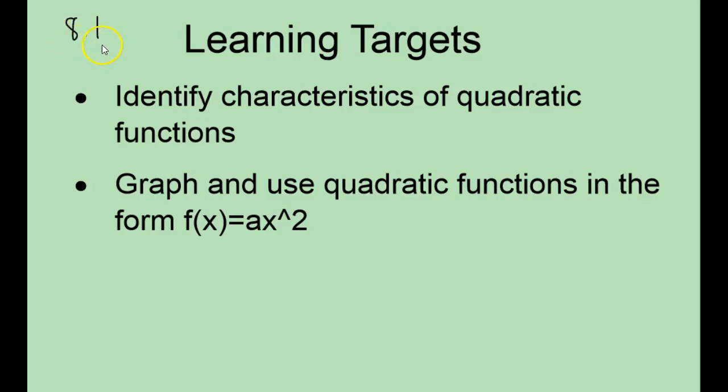All right, here we're looking at section 8.1. We're going to start our work with quadratic functions. So our learning targets for this section is first we're going to identify characteristics of quadratic functions, and then we're going to graph and use them in this form. This form is f of x equals ax squared.